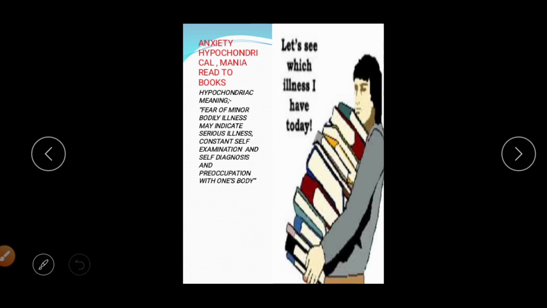So coming to the symptoms developed after the sickness, during the course of sickness, some symptoms developed. The first symptom: anxiety, hypochondriacal mania to read medical books. What is the hypochondriac nature? The meaning of hypochondriac: fear of minor bodily illness may indicate serious illness, constant self-examination and self-diagnosis, and preoccupation with one's body.